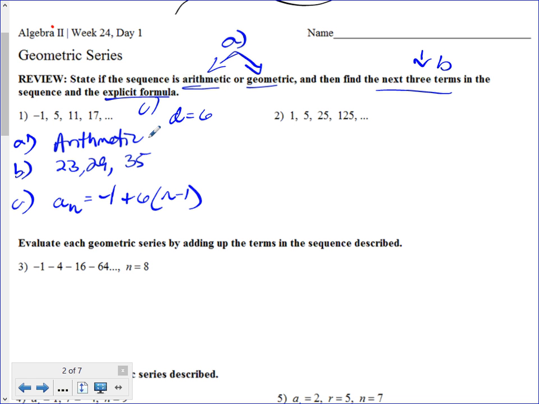You can add 6 each time. Finally, the explicit formula. Ooh, Janisha. The nth term equals -1 plus 6 times n minus 1. Very good. Anyone have any questions about either of those? Perfectly stated, Janisha. Very good.